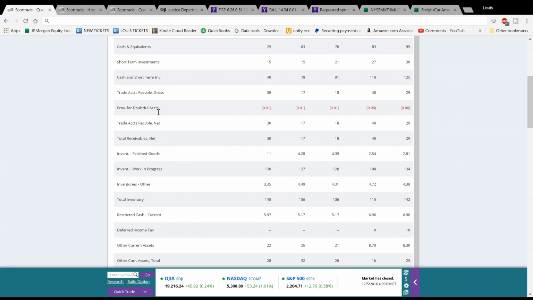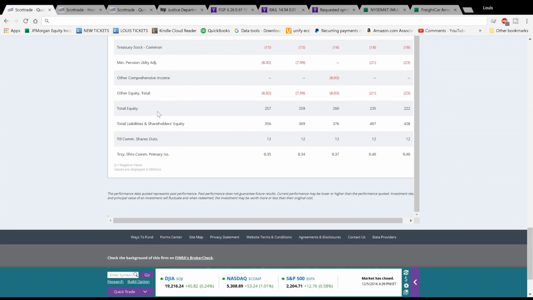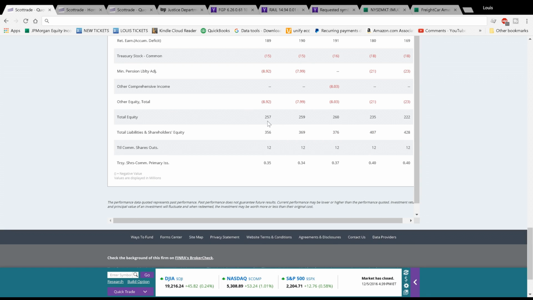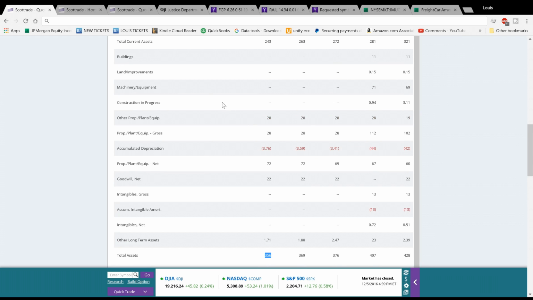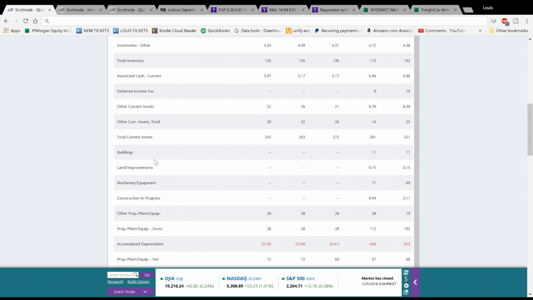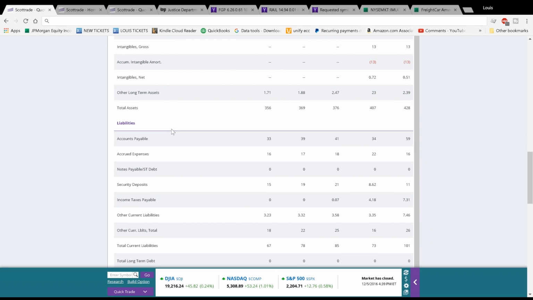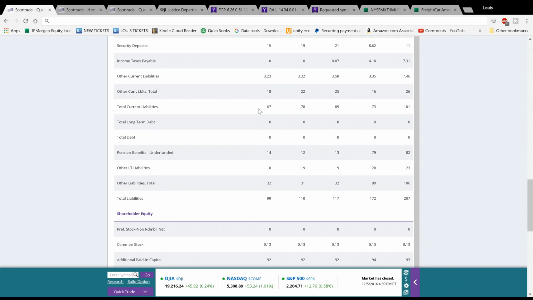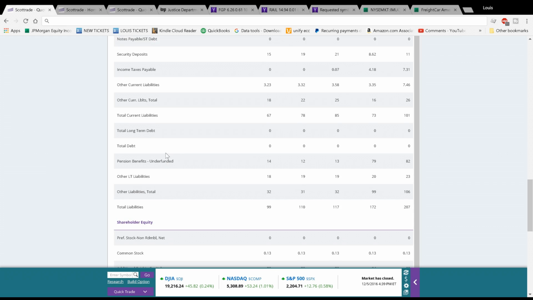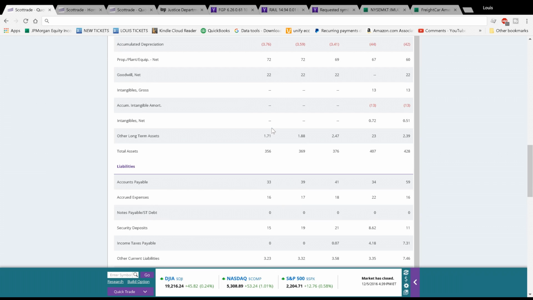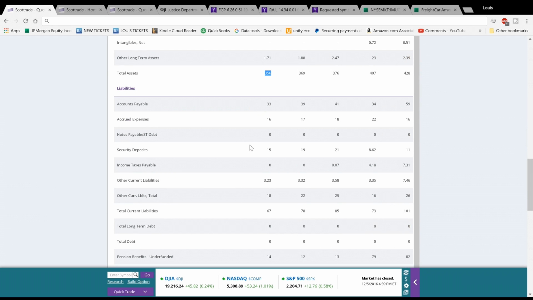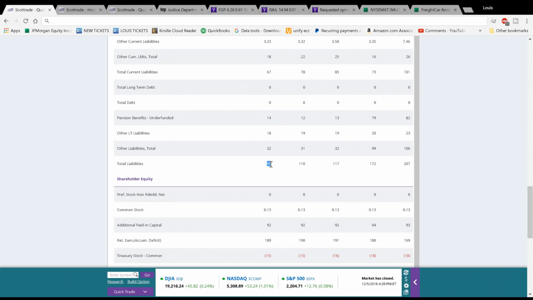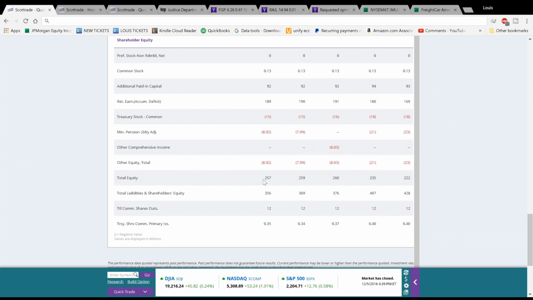So what we're going to do is find the total equity of the company. Now remember what total equity is from before. Total equity is the assets, meaning the cash, their tools, their buildings, their equipment, and so on, the stuff they have, minus the stuff that they owe, which are liabilities. So when you take $356 million in total assets for the most recent reported quarter and subtract $99 million in total liabilities, you come up with total equity of $257 million.